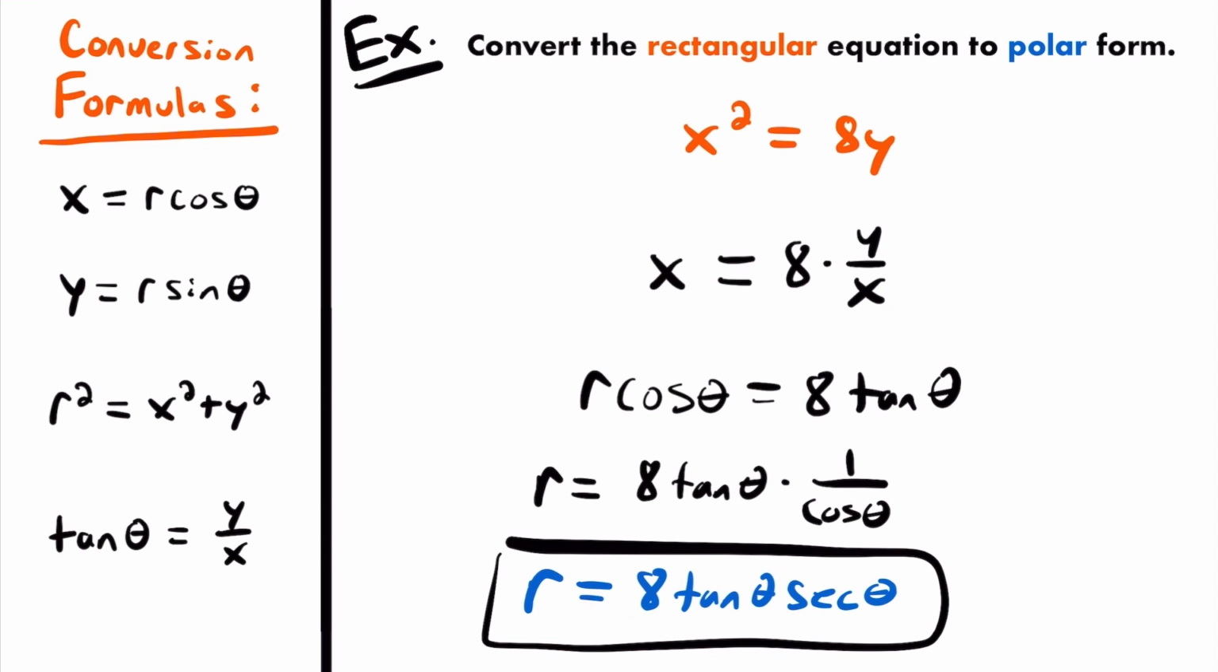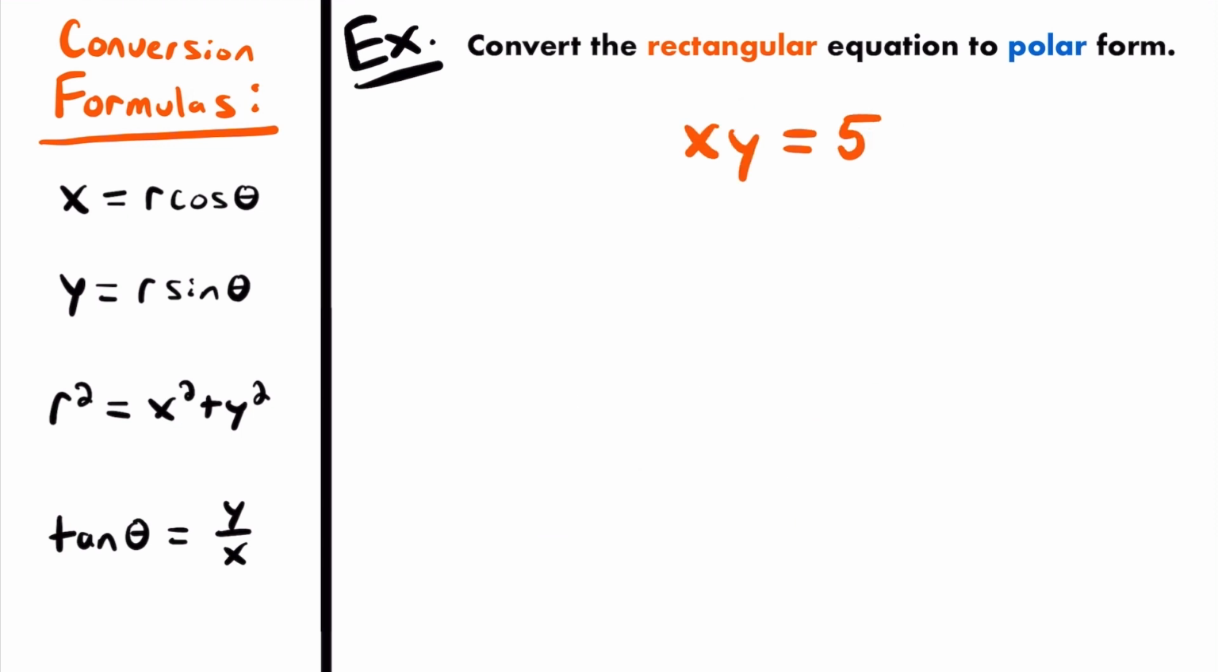All right, let's look at another example. Okay, so next up we want to convert this rectangular equation to polar form. We have x times y is equal to 5. Now this one's going to be a little bit trickier than some of our previous examples.